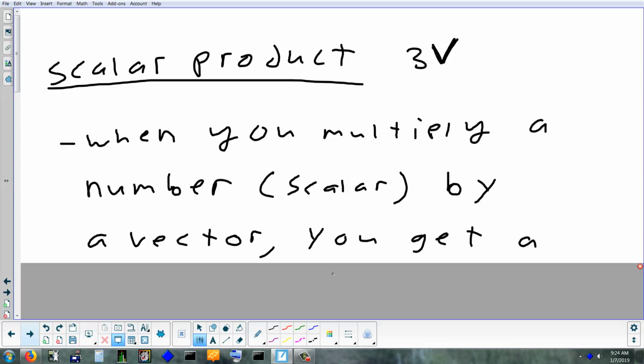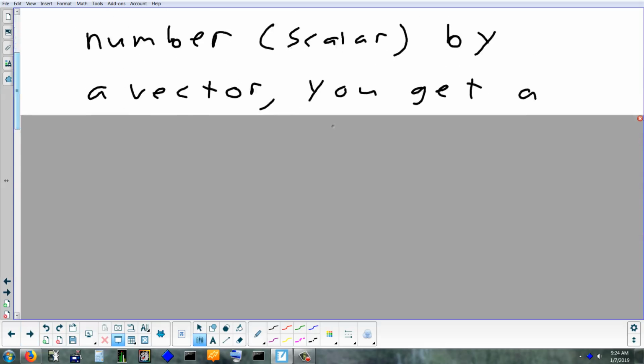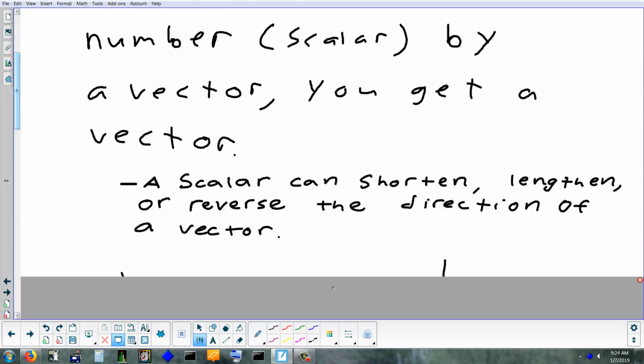But it could be negative, and what would happen if you did that? What would that negative cause the vector to do? It would flip it. So the 3 things that can happen when you scale is you can shorten, you can lengthen, or you can flip the direction of a vector. But that's it. Shorten, lengthen, or reverse the direction.